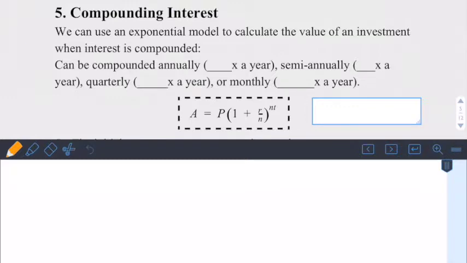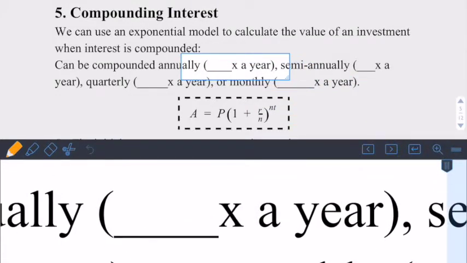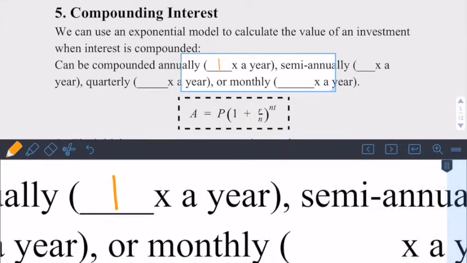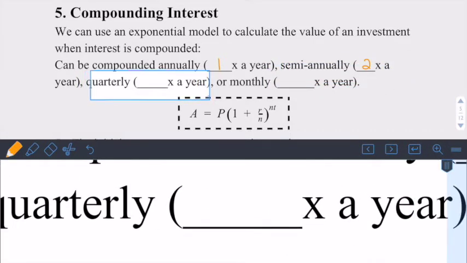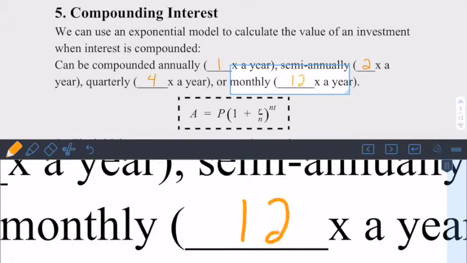Interest can be compounded annually, which is 1 time a year, semi-annually, which is 2 times a year, quarterly, which is 4 times a year, or monthly, which is 12 times a year.